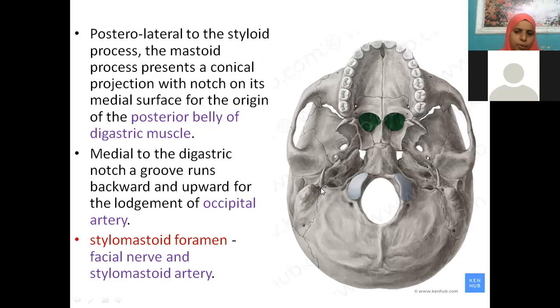The stylomastoid foramen is important. It gives passage to the facial nerve and also the stylomastoid artery. This is the mastoid process. This is the styloid process.